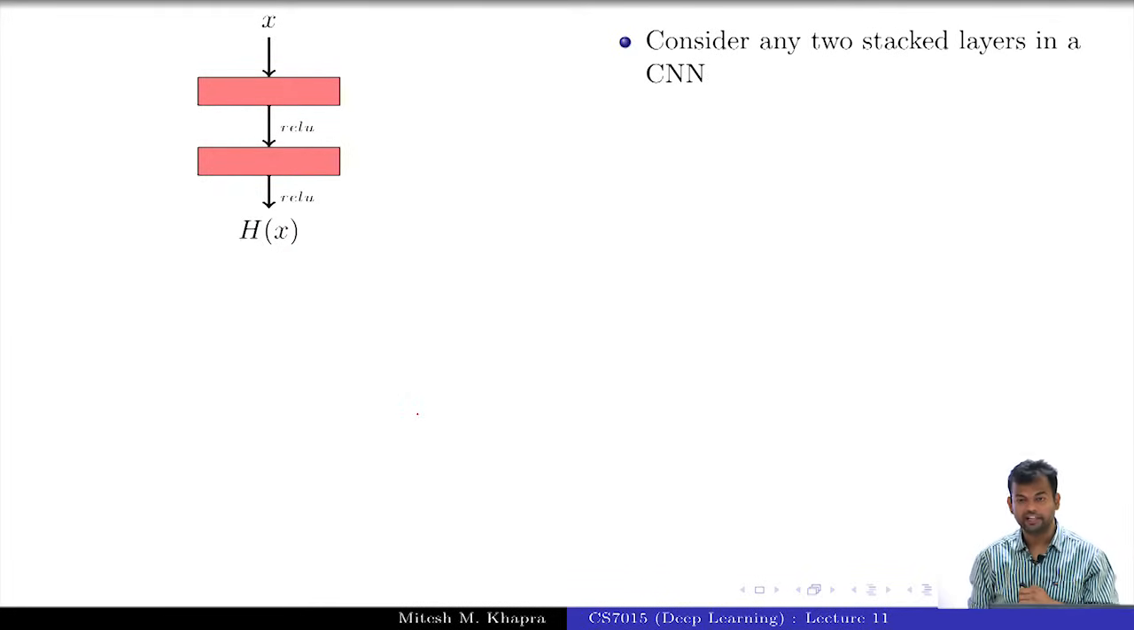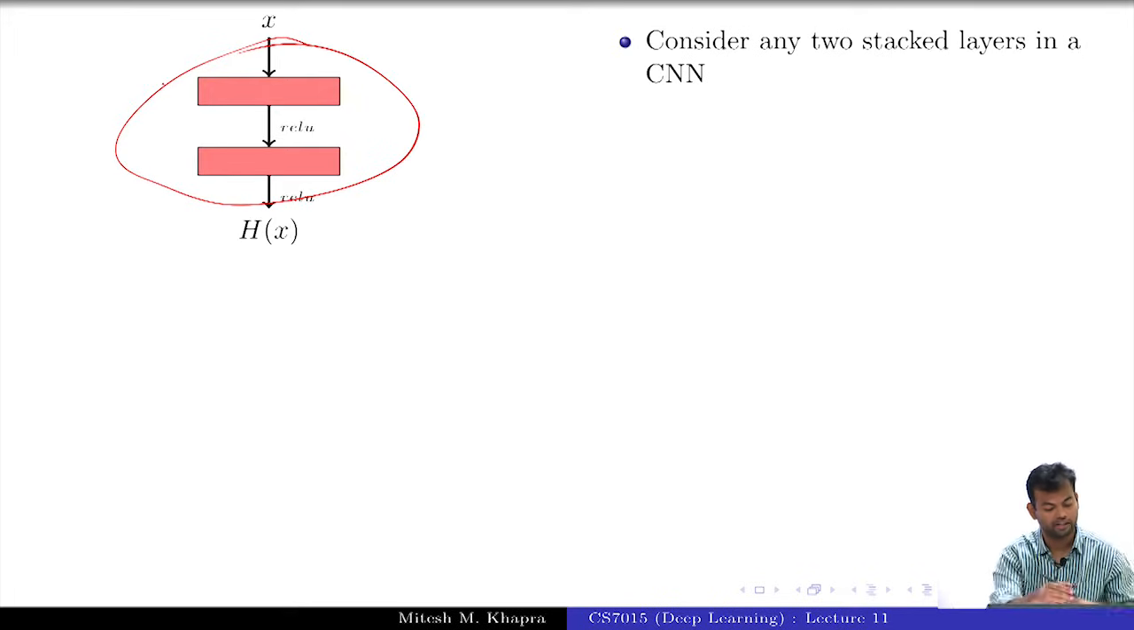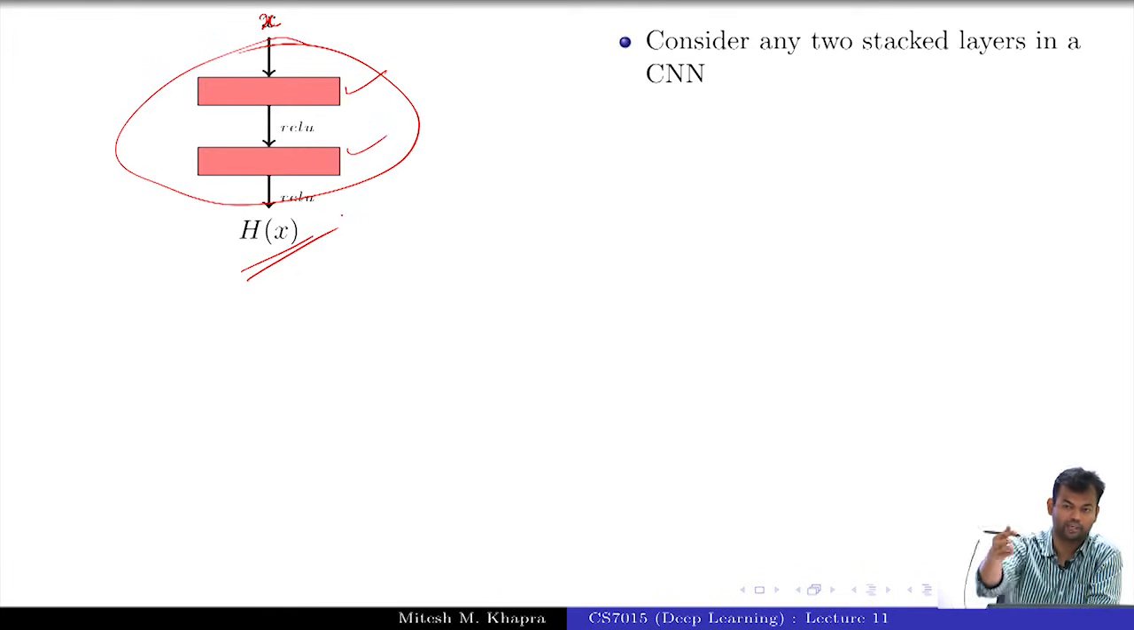So why not explicitly try to do something of this sort, where the network can actually learn some kind of identity function. Now consider any two stacked layers, by which I mean a convolution layer followed by a convolution layer, so two convolution layers back to back. What do I actually end up doing here? I had a certain input x, and I'm passing it through these convolution layers, so I'll learn some transformation of x.